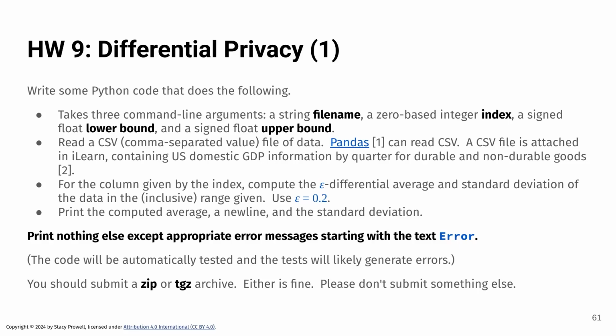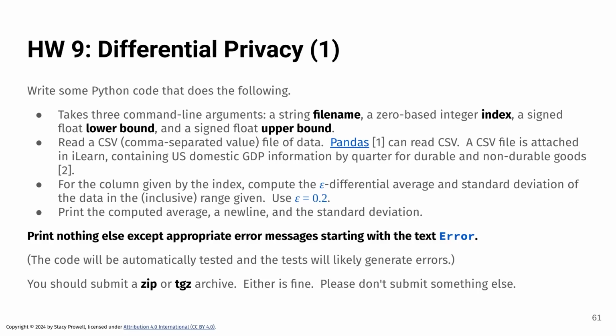For the column given by the index, I want you to compute the epsilon differentially private average and standard deviation of the data in that column, selecting only records that are in the range given. So let's say I give you 0, 100. Then you are going to extract just the elements that are between 0 and 100 inclusive. And you will compute the average and the standard deviation, actually both, of those. And I want you to use epsilon of 0.2. And you'll print the computed average, a new line, and the standard deviation. So 2 numbers, 1 per line. Don't print anything else. I want to automatically check this.